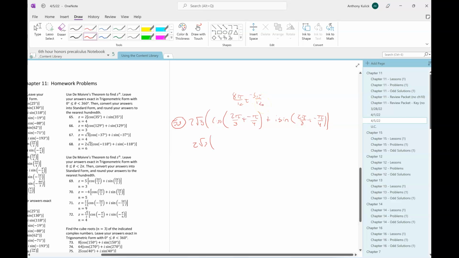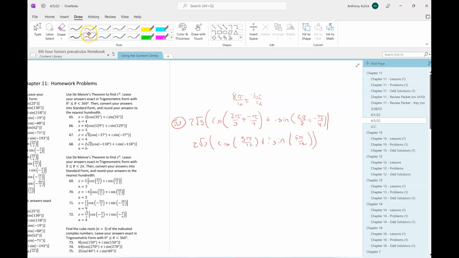So the common denominator between 2/3 and 1/4 is 12. So I have 8/12 plus a -3/12. So that's positive 5/12. Cosine. So done. Yup.